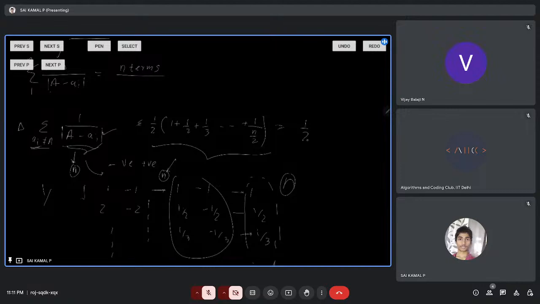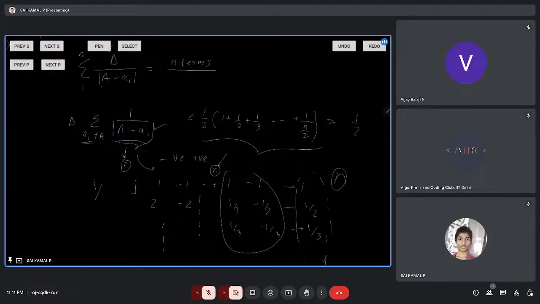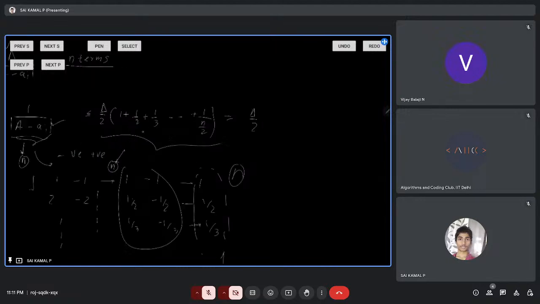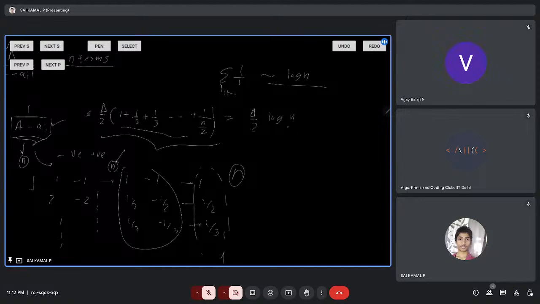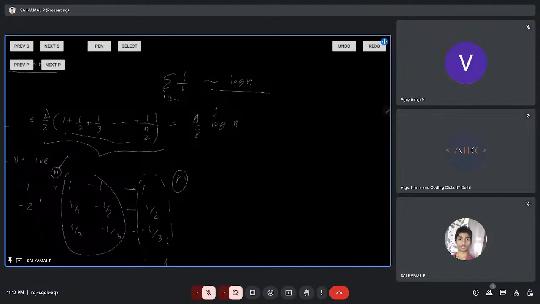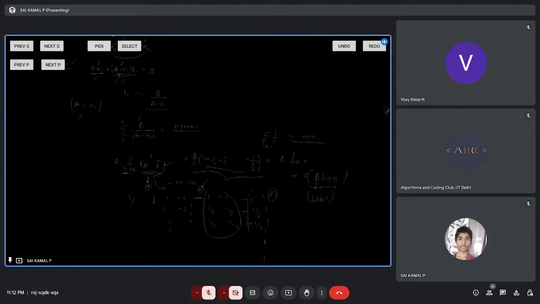So if you put the delta, this should be delta by 2 times the sum. And you know that the sum of 1 by i for i from 1 to n would be of the order of log n. So this would be of the order of log n by 2, and you can ignore the constant with respect to log n. So this would be delta by 2 log n. So the overall time complexity would be delta times log n. And delta is of the order of 2 into 10 to the power 5, so this is the kind of operations that you're doing. So this is another way in which you can do the problem.